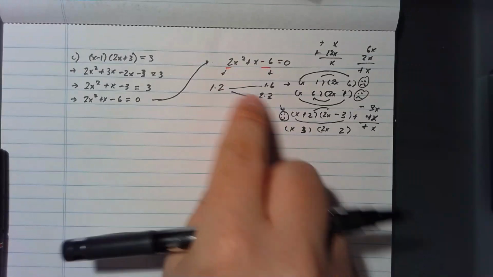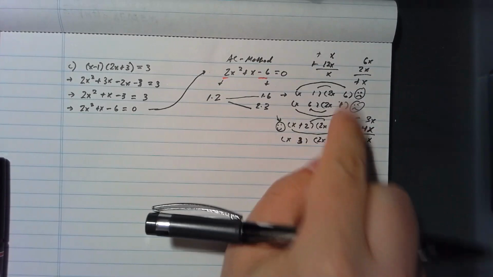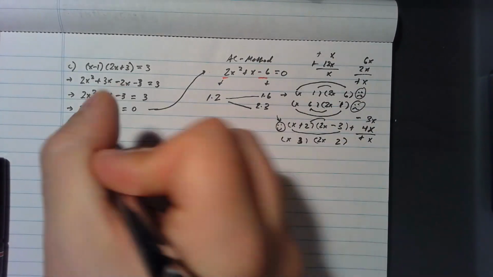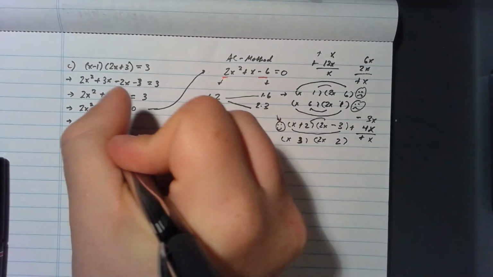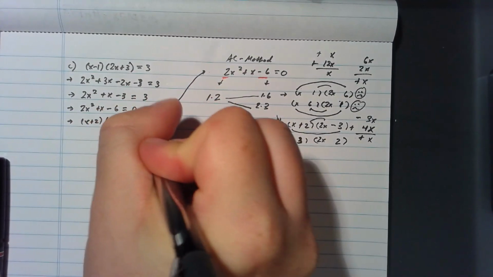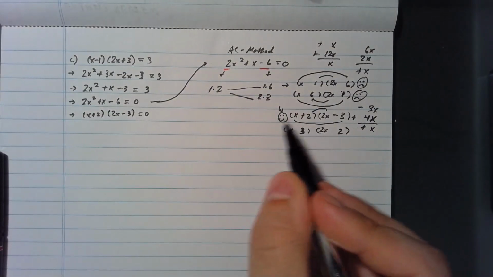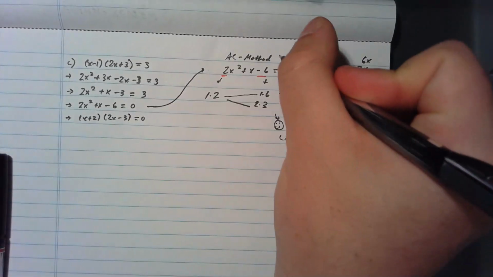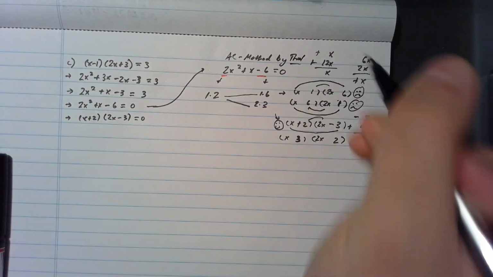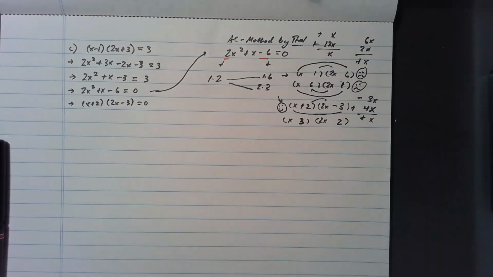So I know that this is the AC method by trial and error, just listing all the possibilities. So I know that my factors are going to be x plus 2 times 2x minus 3 equals 0. Again, this is a review of what we did, so if you're still confused by this, you could do the AC method by grouping if you want. This is just trial and error. But you could do it by grouping. Either one works just fine. This is the way I prefer to do it, so that's the way I just think it's more straightforward. That's just me.